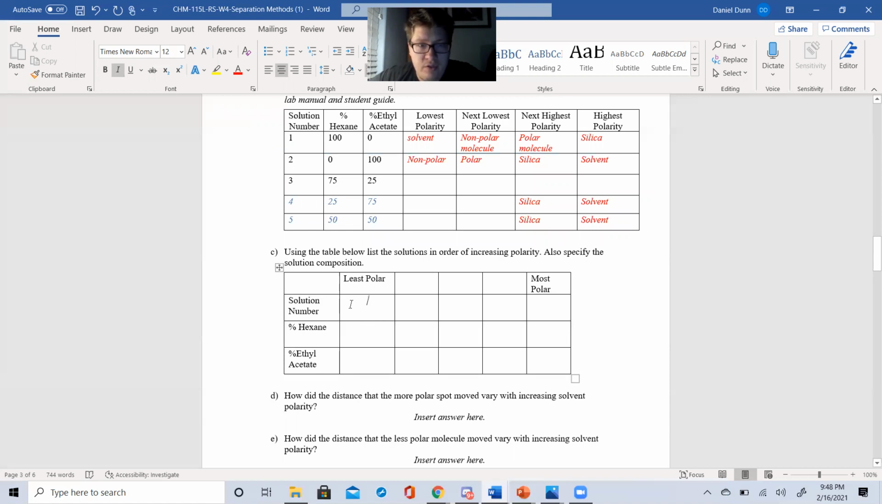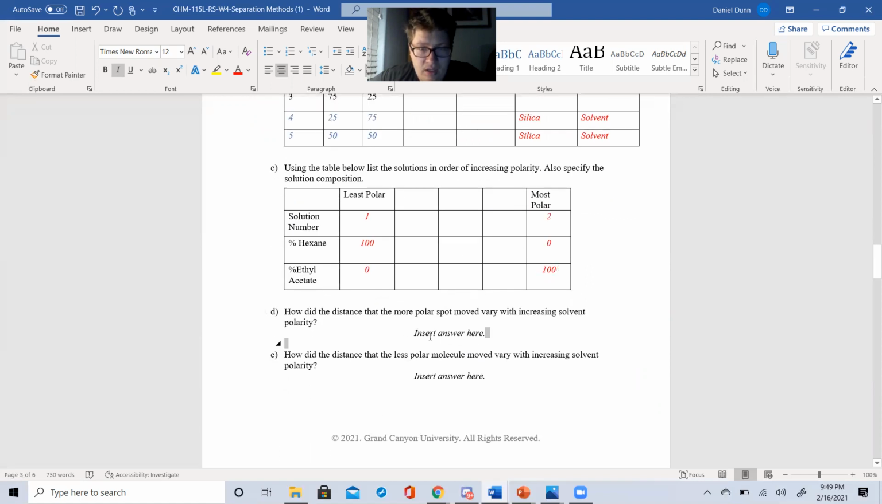Well, I'll do the first two for you. The least polar was solution 1. The most polar was solution 2. It was because solution 1 only had 100% hexane. Hexane is non-polar whatsoever. Thus, it's the least polar. So 100%, 0. This was 0, 100%. The more ethyl acetate you have, the more polar you are. The more hexane you have, the more non-polar you are. Fill this chart out the way you do. Here, you can put some answers.